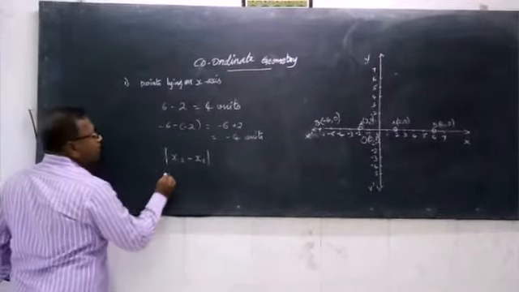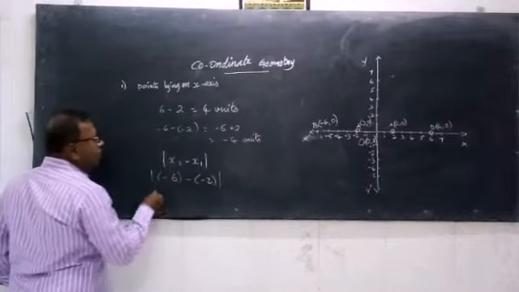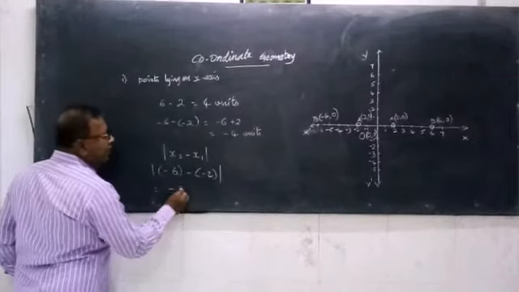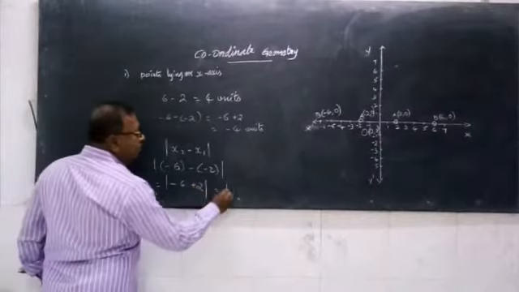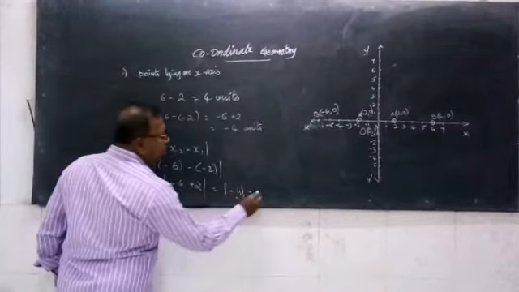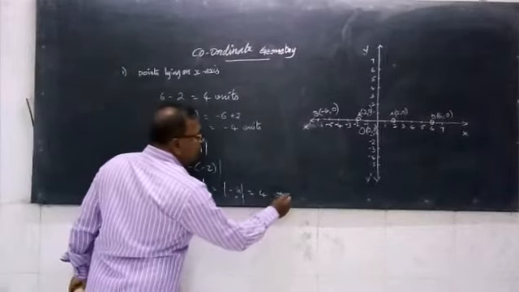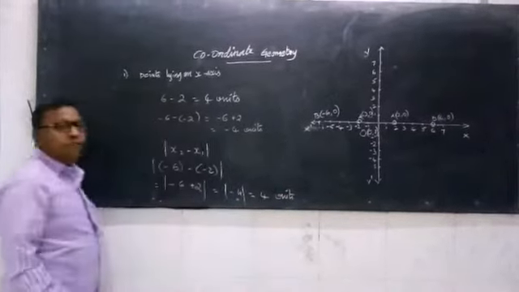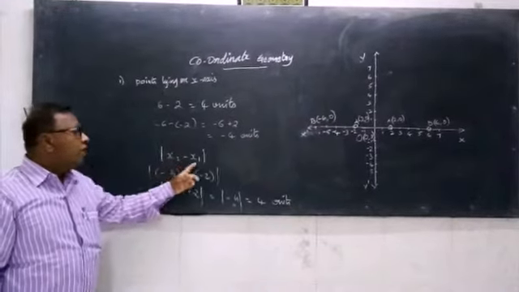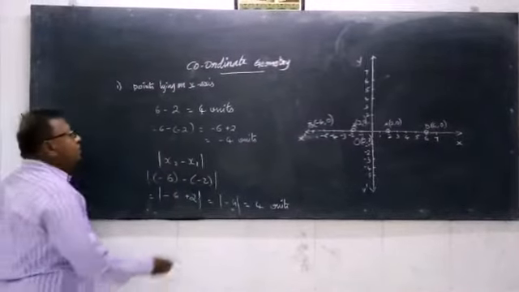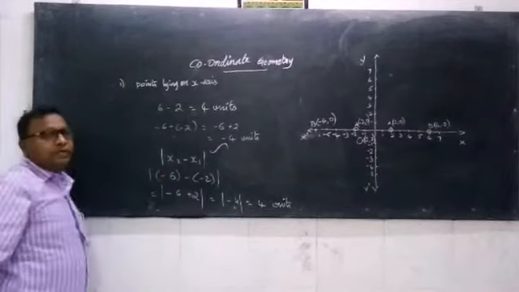For instance, see this one, minus 6 minus of minus 2. So now here it is minus 6, minus of minus, as said earlier, it is plus 2. So it is modulus minus 4. Modulus minus 4 is always plus 4. That is 4 units. So this is how we find the distance between the 2 points which are lying on the x-axis. So what is the formula? Modulus of x2 minus x1.